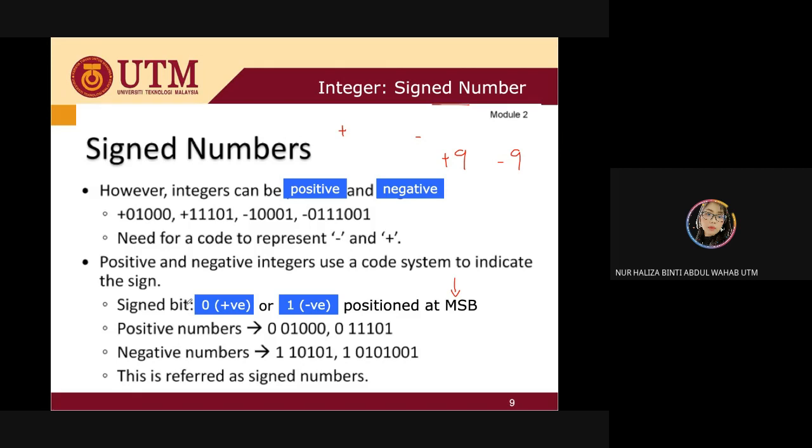Positive number. I don't know whether you already learned or not. Okay, I think no. If you still remember, in module one, I always mentioned if you have zero for your gates, you will have like this. Let's say this is zero and this is one.